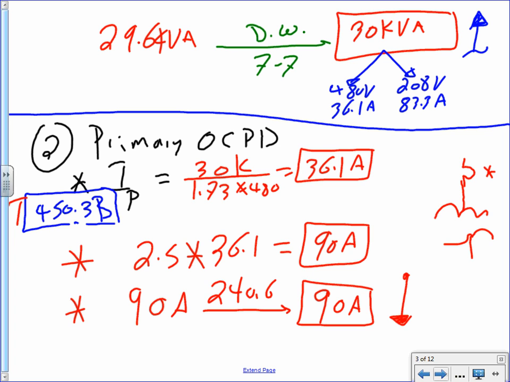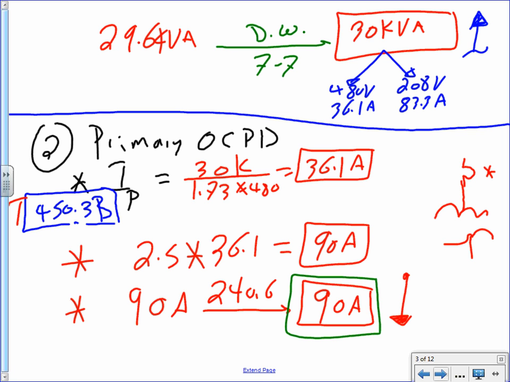So what's the size in this case of my fuse? The size of my fuse or circuit breaker is 90 amps. Any comments, any questions, guys? Everybody knows how to use table 450.3(B)? Do I need to flash it one more time? We have been there, done that, because we did transformers. We're using 2.5, and we're using primary and secondary protection.